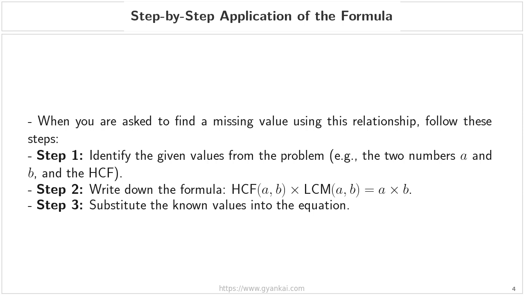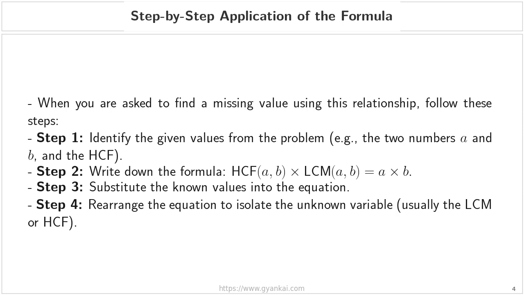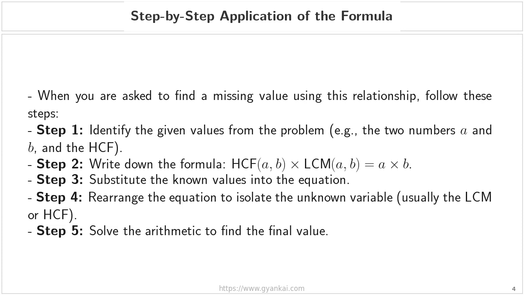Step 3, now, substitute the known values into that equation. Replace the letters with the actual numbers given in the problem. Step 4, next, you'll need to rearrange the equation to isolate your unknown variable. Usually, you'll be looking for either the LCM or the HCF, so you'll move the other numbers to the opposite side of the equals sign. And finally, step 5, perform the arithmetic to find your final answer. This usually involves a simple division. If you follow these 5 steps, you'll find that solving these problems becomes much more manageable. In the next few slides, I'm going to show you exactly how this looks in practice with some worked examples.